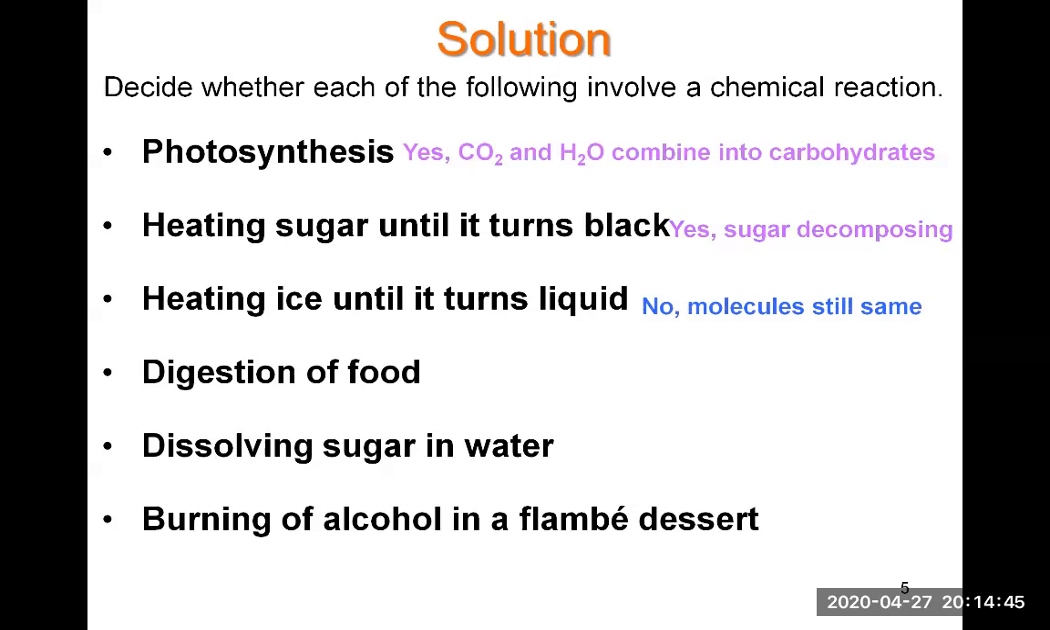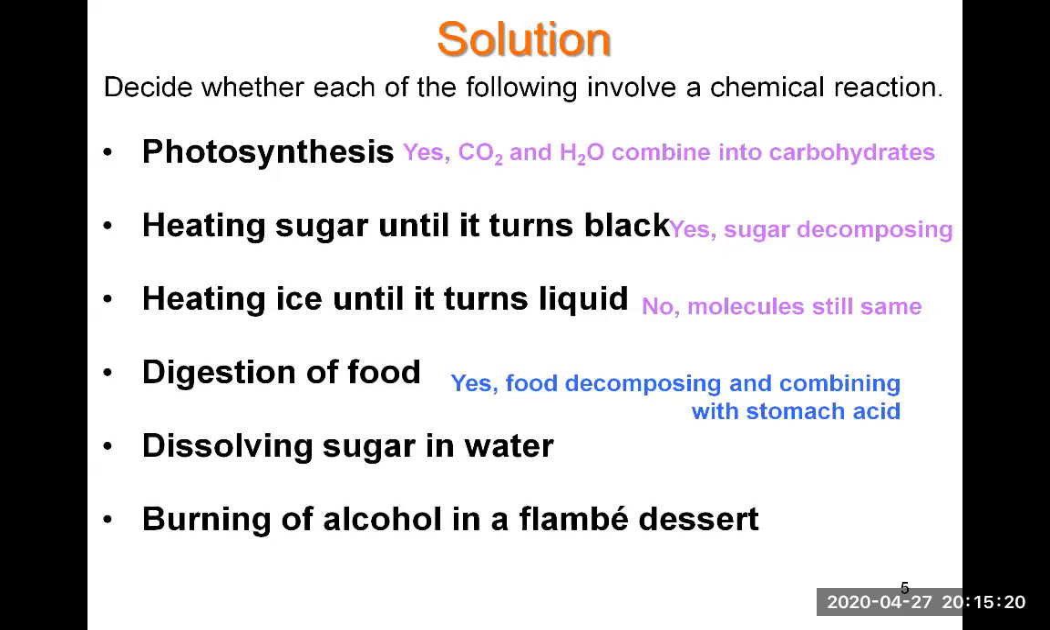Next, digestion of food. So this is also a chemical reaction. When you're digesting food, the food is decomposed. It's broken down into smaller pieces so that you can actually digest it. And you have some hydrochloric acid that is made in your stomach, and that helps decompose the food, break it down. So digestion of food is a chemical reaction.